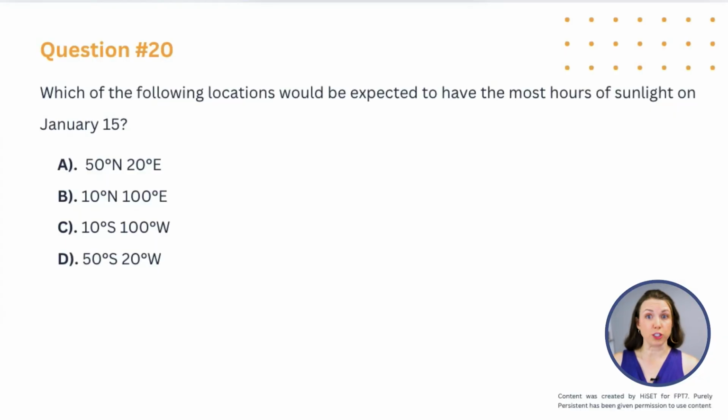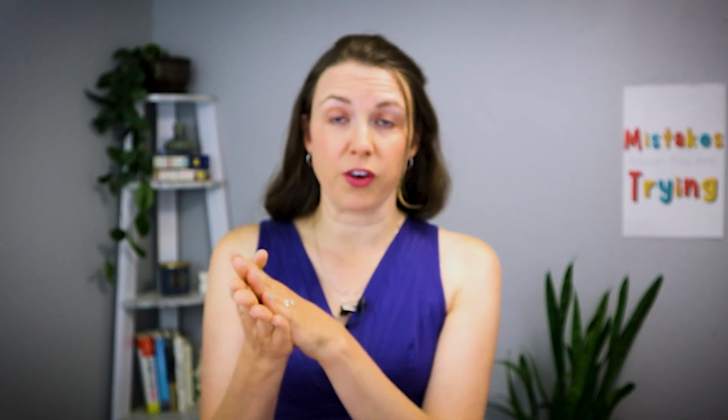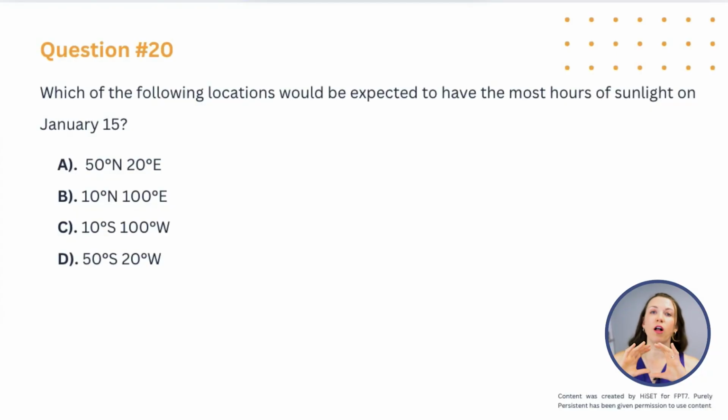Which of the following locations would be expected to have the most hours of sunlight on January 15th? Okay, so we're looking at different coordinates on the globe. Now, let's just think about east and west first. Does it matter where you're located? If it's winter in the United States, in the Northern Hemisphere, is it going to be winter in Europe or in Japan? Yes, because we're all in the Northern Hemisphere. So really, the east and west doesn't matter. So we can actually just eliminate this.